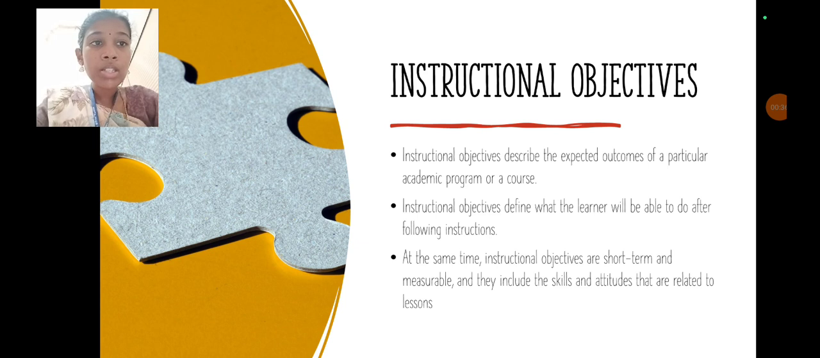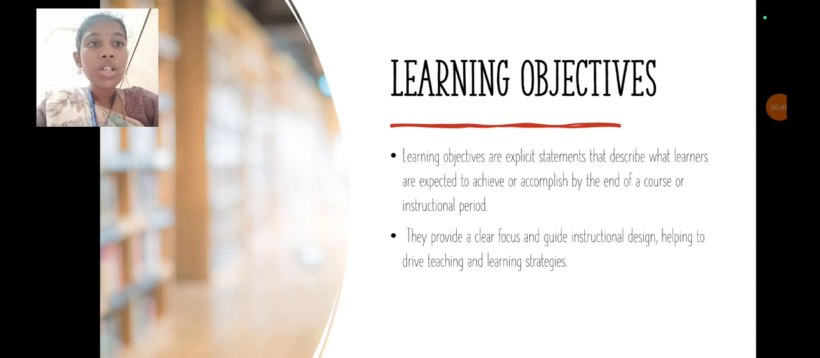At the same time, instructional objectives are short term and measurable, and they include the skills and attitudes that are related to the lesson. Learning objectives are explicit statements that describe what learners are expected to achieve or accomplish by the end of the course or instructional period. They provide a close focus and guide instruction design, and help to drive teaching and learning strategies.